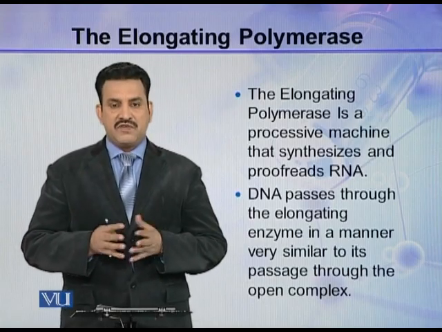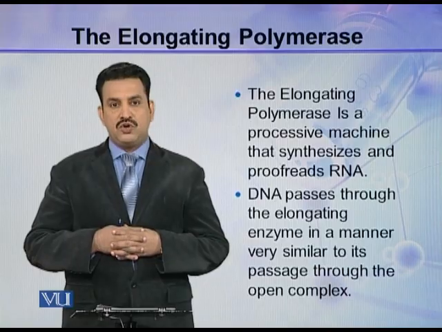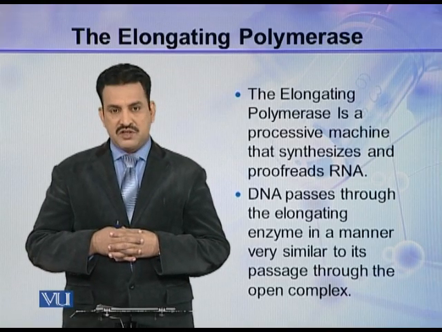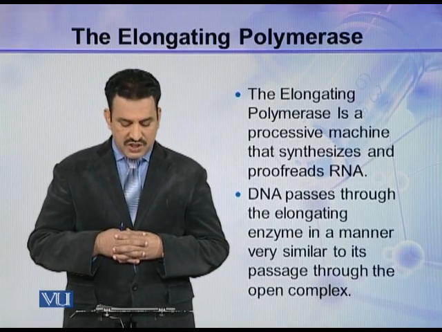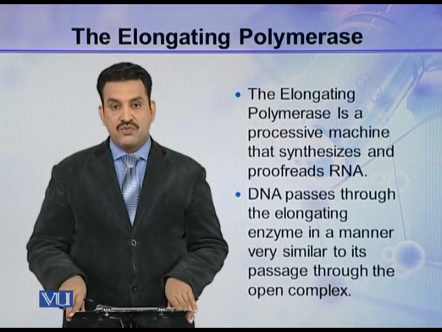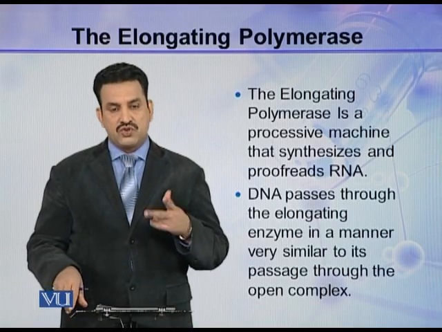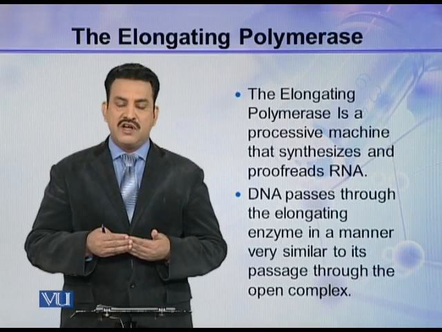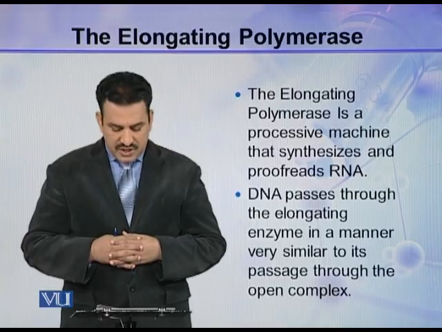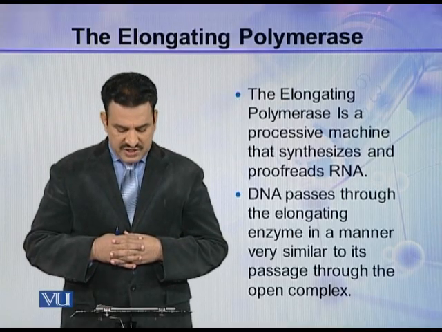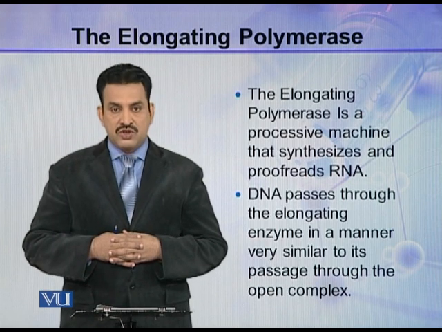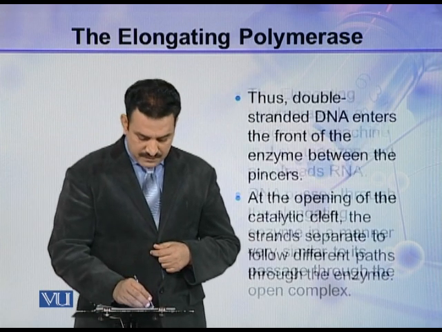The second phase of the transcription is the elongation phase, and here the elongating polymerase is involved. The elongating polymerase is a processive machine that synthesizes and proofreads RNA. So it has two functions: one, the synthesis of RNA; the second one is the proofreading of RNA for errors. DNA passes through the elongating enzyme in a manner very similar to its passage through the open complex.